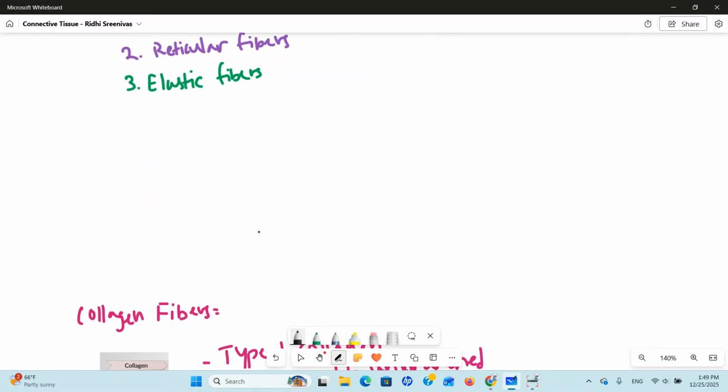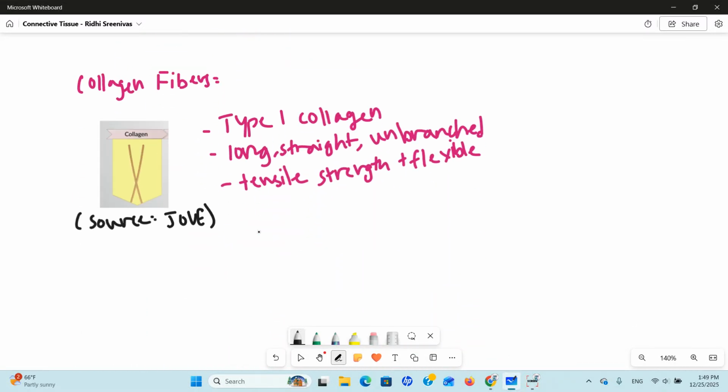Okay. So first we have collagen fibers made of type 1 collagen, and they are long, straight, and unbranched fibers that are flexible while still being strong. Think of a rope: it can move around and wrap around things, but if you pull on the rope, it is hard to break, so it's strong yet still flexible. And collagen is mainly known for its tensile strength.